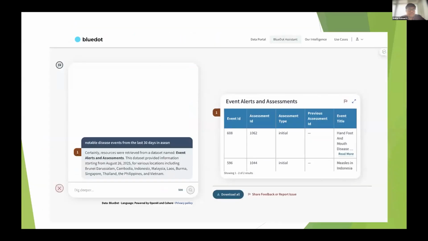And also, usually the information of the public health intelligence can be provided in a dashboard, but sometimes BlueDot, the data source that we use, is also providing a large language model that can become an interface for us to gather the information from the BlueDot database. So it's another artificial intelligence that can be put on top of the public health intelligence system.